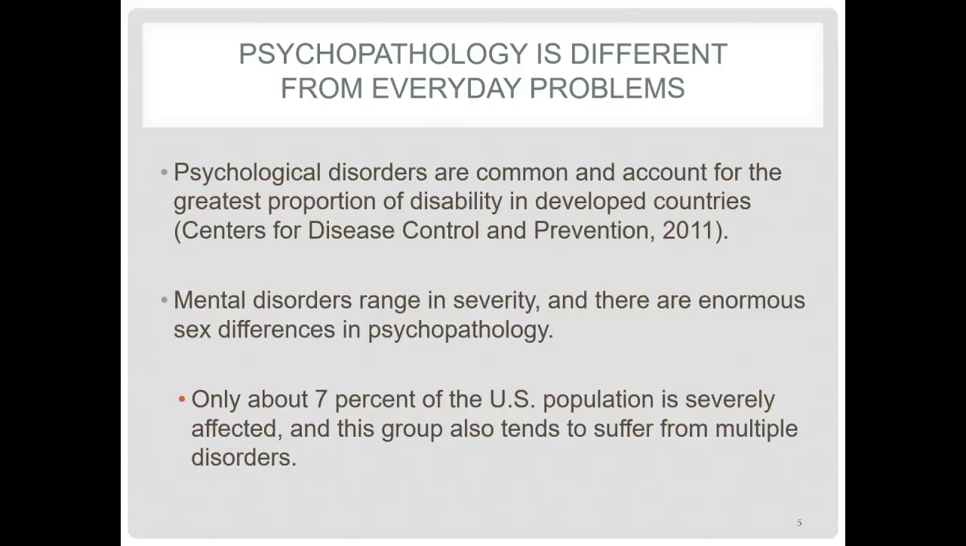Psychological disorders are common, and they account for the greatest proportion of disability in developed countries. Mental disorders range in severity, and there are enormous sex differences in psychopathology, and we're going to look at that a lot throughout this chapter. Only about 7% of the U.S. population is severely affected by mental illnesses. What's interesting is this group tends to suffer from multiple disorders simultaneously. And so it's that comorbidity, the combination of disorders, that is so disabling. When one disorder is present, if there's another one present, trying to manage both disorders becomes difficult. And then you have a symptom flare-up of one disorder, which then triggers the other disorder, and it's messy.